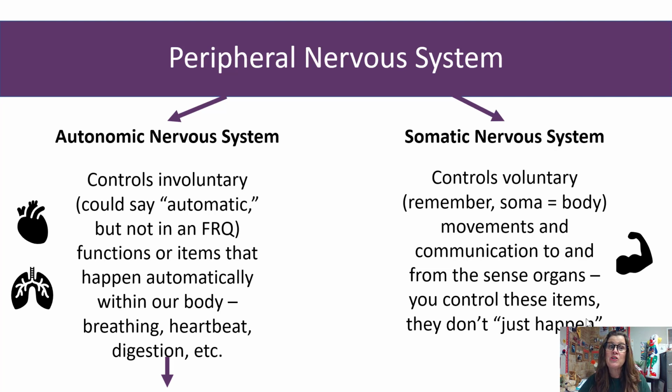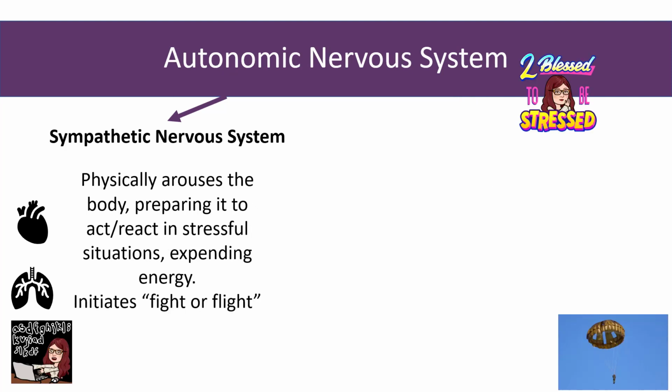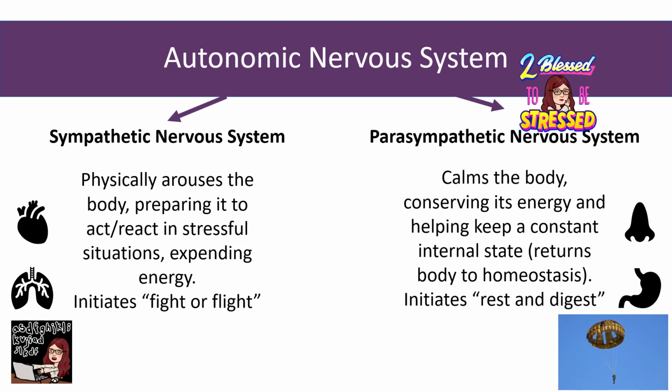Okay, so there is an arrow here that just showed up, and that's telling us that there is more to the autonomic nervous system than just what we have here. Now we need to consider the sympathetic nervous system and the parasympathetic nervous system.